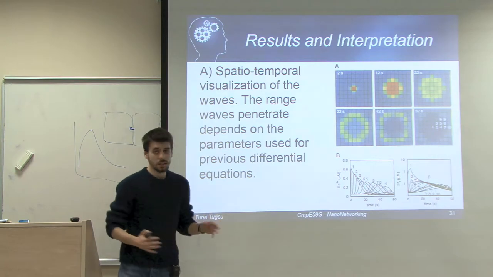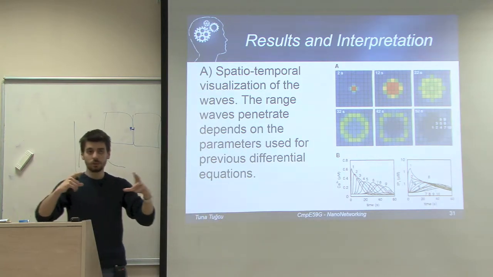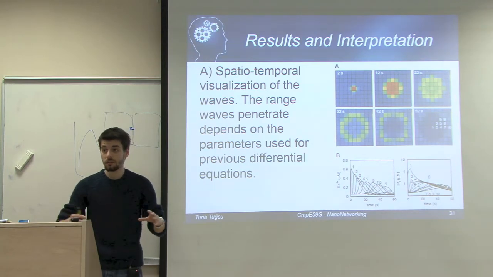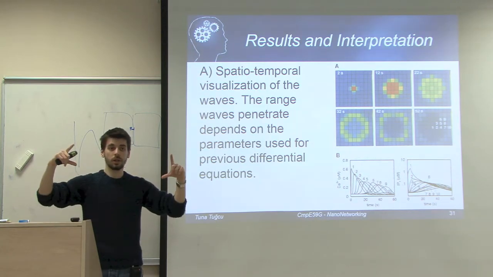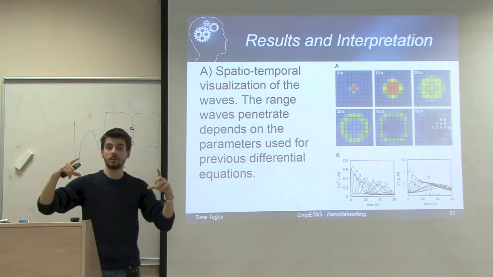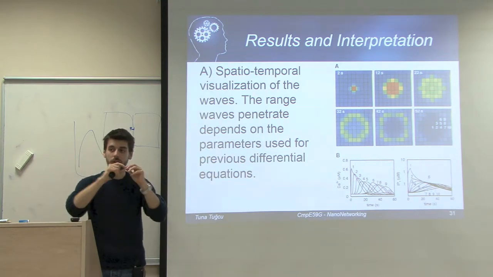As you can see, since we have a uniform distribution of gap junctional permeabilities and any other parameters, we have a uniform distribution of calcium signaling, and we have this ripple effect because this is a wave. Remember, we have the ripple effect.